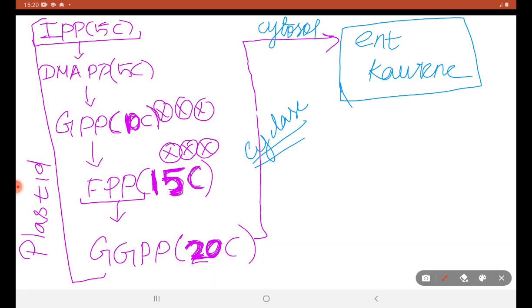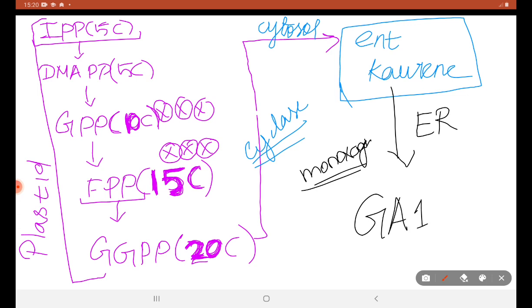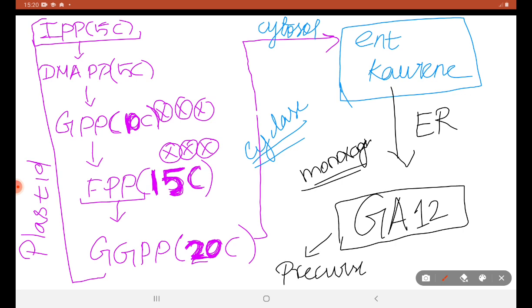Then it will enter into the endoplasmic reticulum. Monooxygenase is involved, giving rise to gibberellic acid 12, and it acts as a precursor for all kinds of gibberellic acid. Overall, this is so. Please correct.